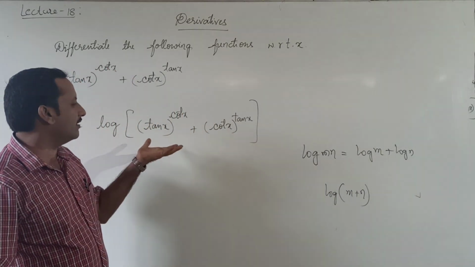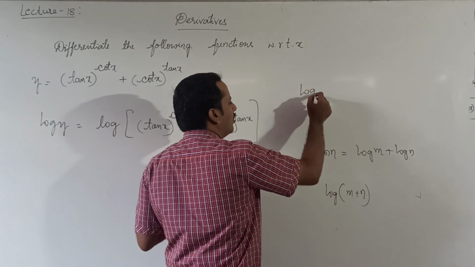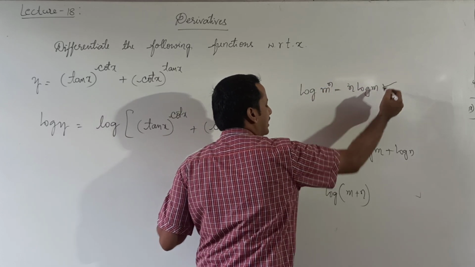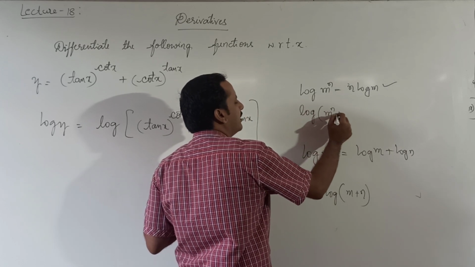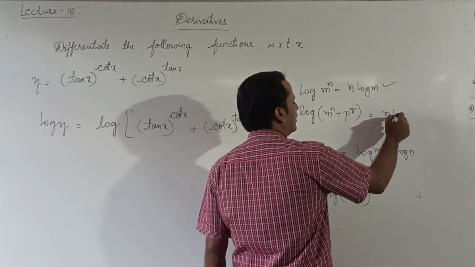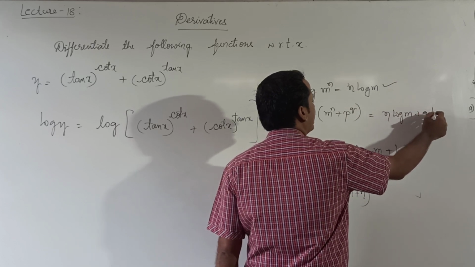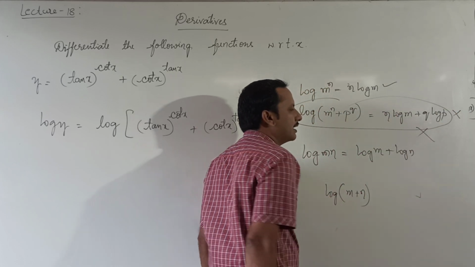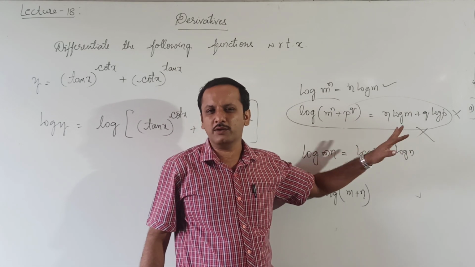So if I directly take log here, this is what we get. Log m power n is equal to n log m. This is correct. But if I have the log of m power n plus p power q, you cannot write this as n log m plus q log p. This is wrong. Don't do this. No further simplification is possible with this.